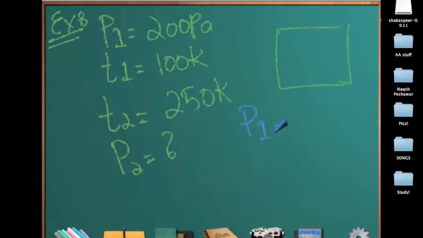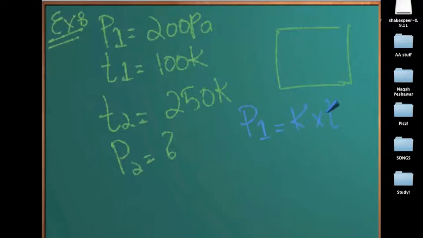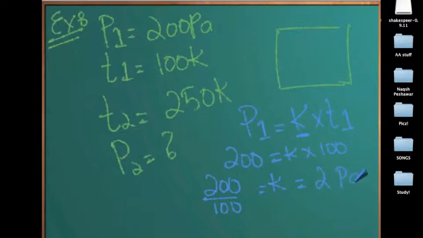P1 is equals to K times T1. Always remember that whenever you have a situation like this, always first of all find out the K. So it would be 200 is equals to K times 100. So 200 divided by 100 is equals to K, which gives me 2 Pascal per Kelvin. In this case, it's Pascal per Kelvin because you took this in Pascals and this one in Kelvin. So the units become Pascal per Kelvin.